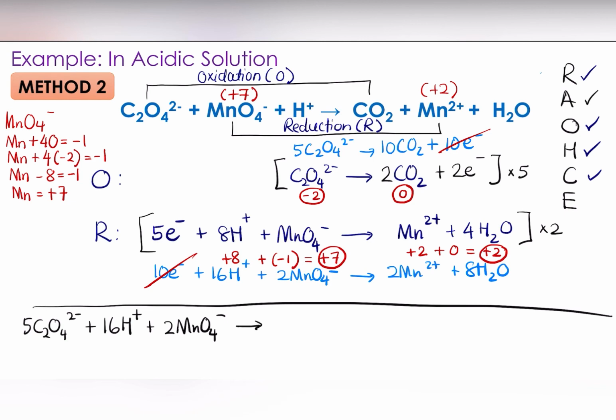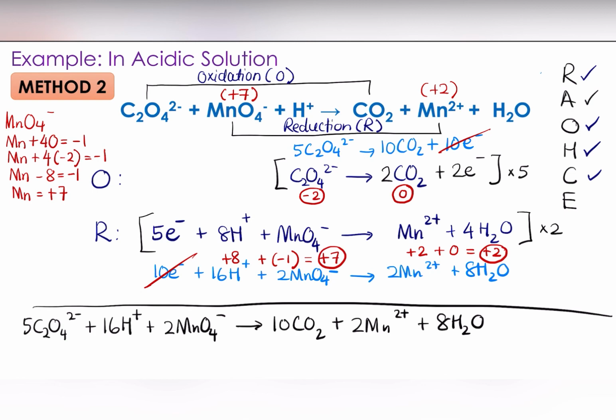Now, combine for the product side. I got 10CO2 here, so I put here 10CO2. And then continue with the reduction product side. I got 2Mn2 plus, so plus 2Mn2 plus. And then I got here the last one, 8H2O. So plus 8H2O. So this is my final equation. But do I have the correct one?